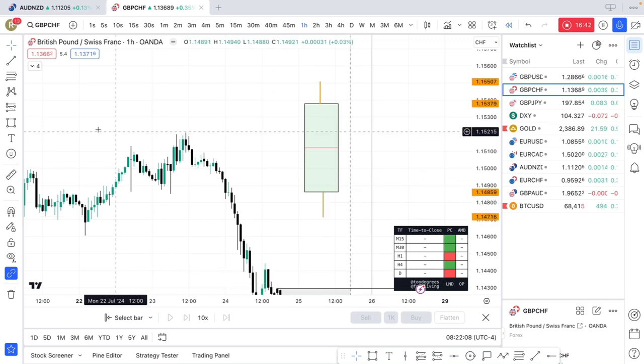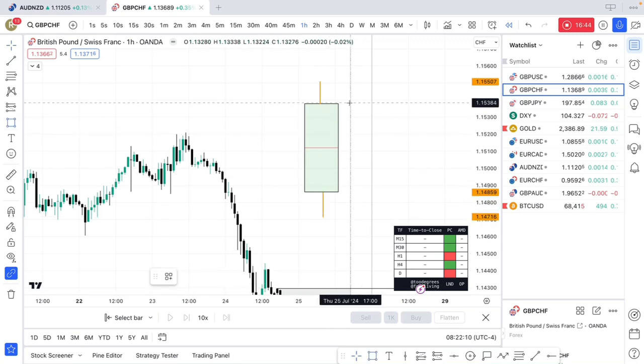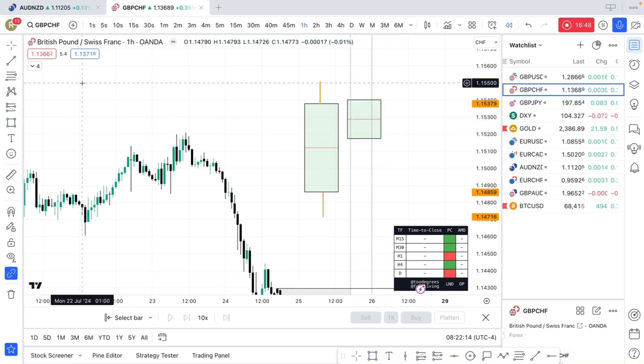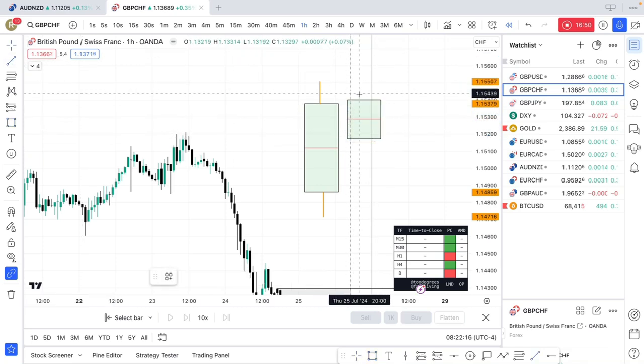And then we wait for what? The second candle to create the manipulation. And then we have to check and see what happens here in the second candle.